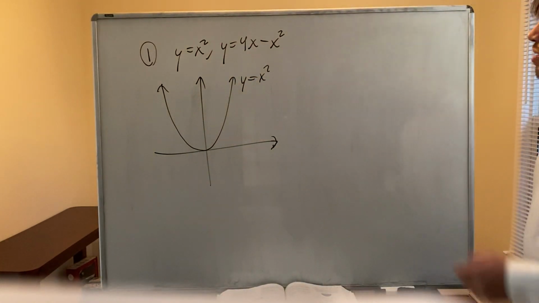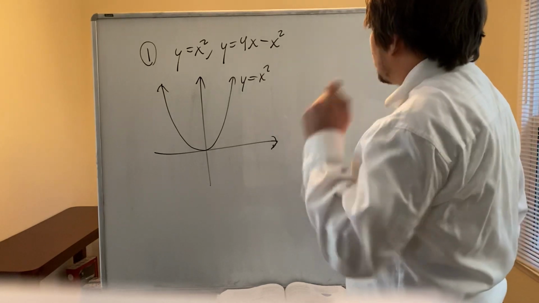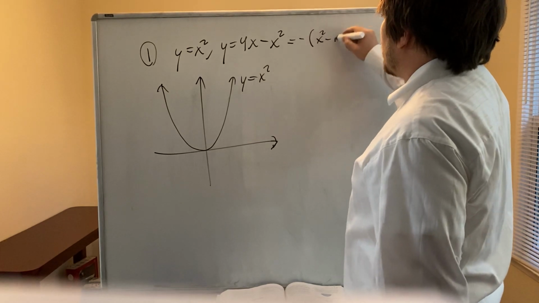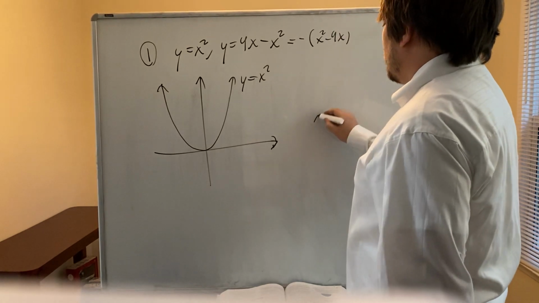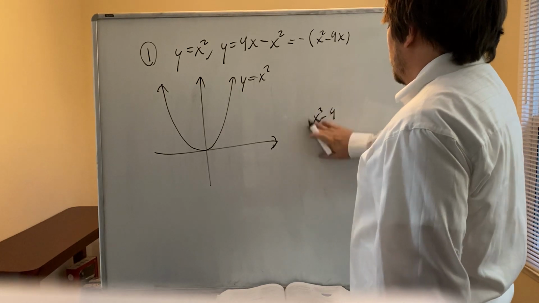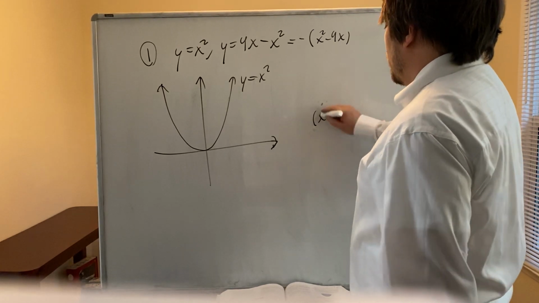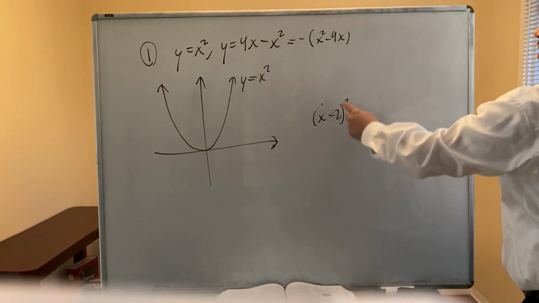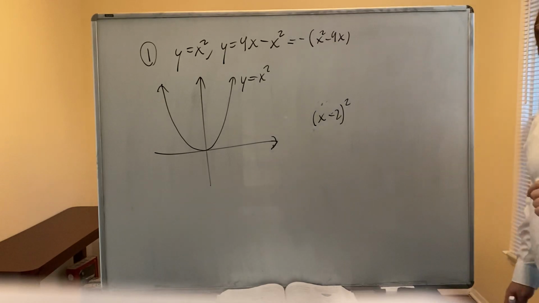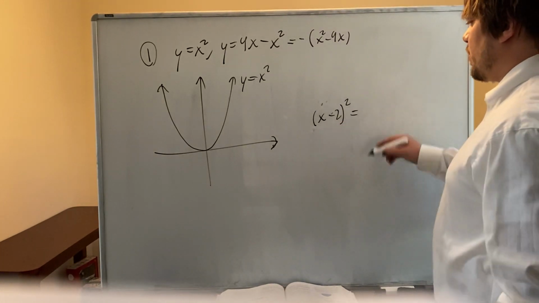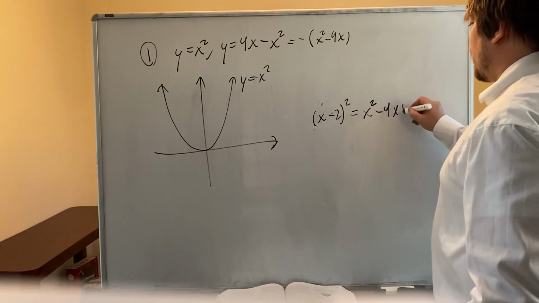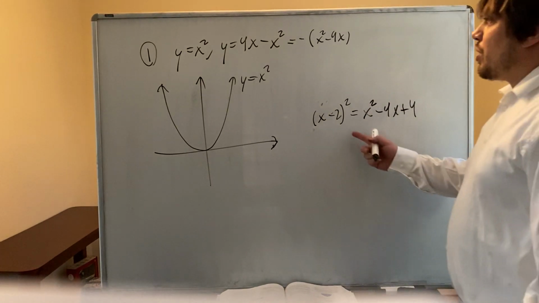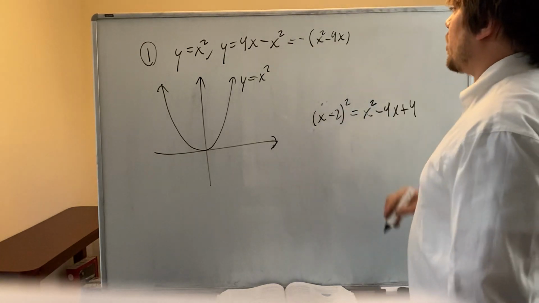And y equals 4x minus x squared. So what is the graph of that? Well, if I were to think of this as the negative of x squared minus 4x, well, I would think of x minus 2 in parentheses squared, and the reason why I did that was because half of negative 4 is negative 2. And so if you take x minus 2 and you square it, you get x squared minus 4x plus 4. All right? And so this function is the negative of x squared minus 4x.